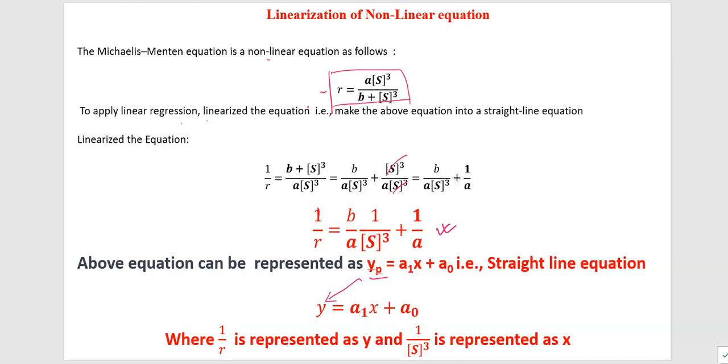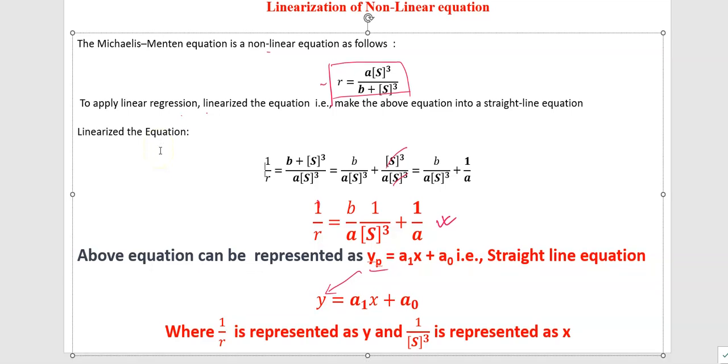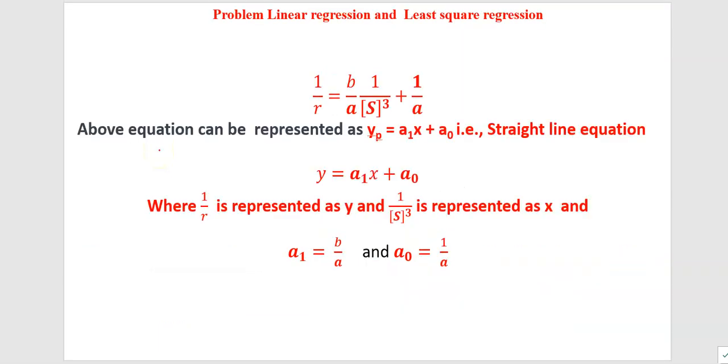Now here 1 by R is Y, and 1 by S cubed is represented as X. Okay, so that is given. 1 by R is Y and 1 by S cubed is X, and then A1 is nothing but B by A, and A0 is nothing but 1 by A.